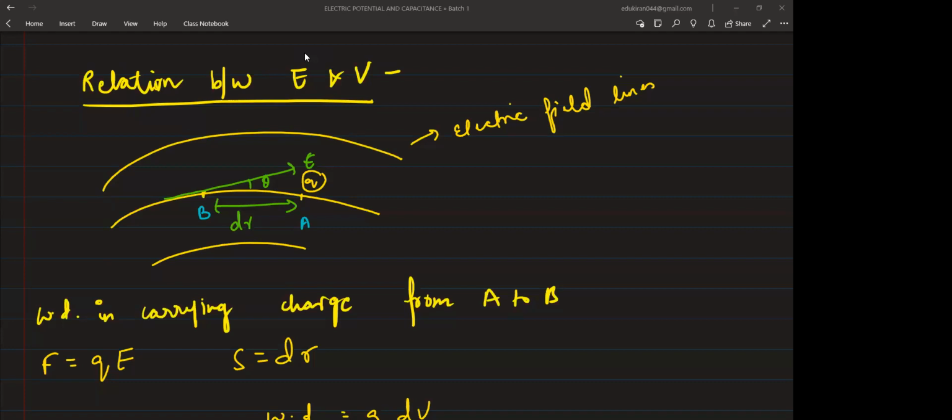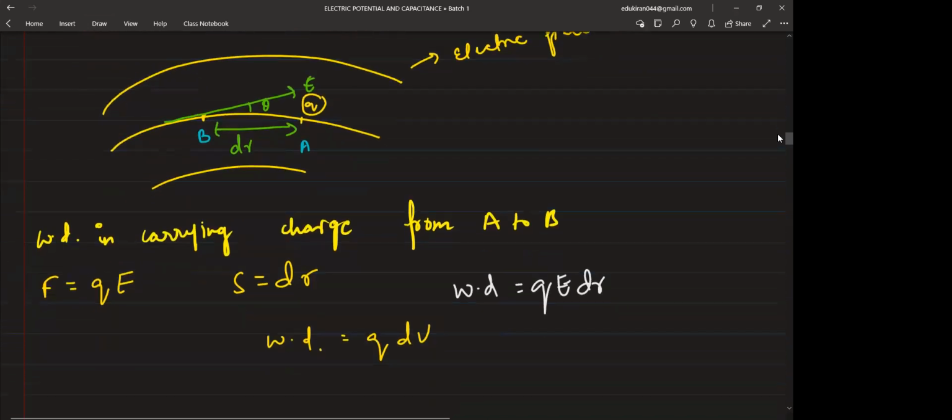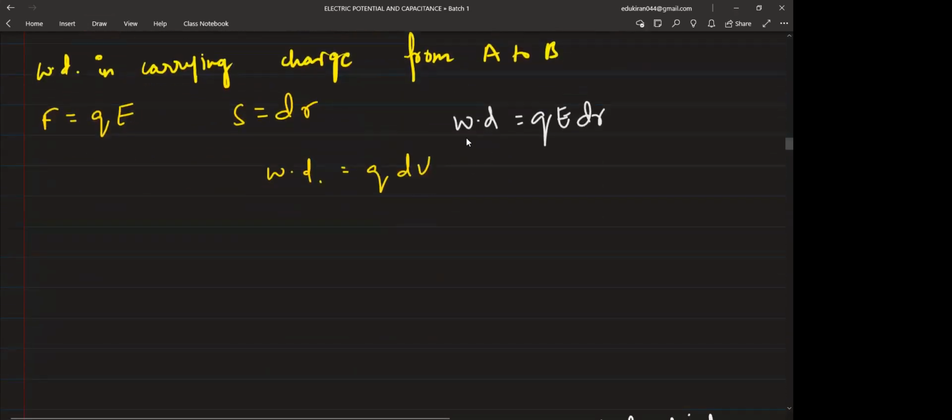So yes, work done in carrying a charge from A point to B point. Now we've already studied in the first chapter that force is equal to QE, and here the distance that we have taken is dr. Now from your work, energy and power, which you've studied in class 11, you know work done is equal to force, that is QE, into displacement, dr, right? This is one equation which we have. The second equation is from this chapter only, that is Q into dV. So let's equate these two.